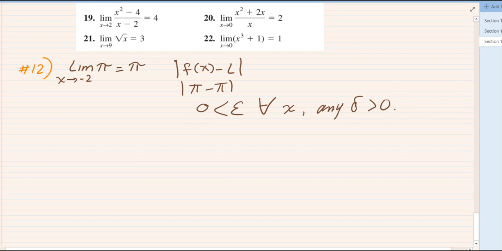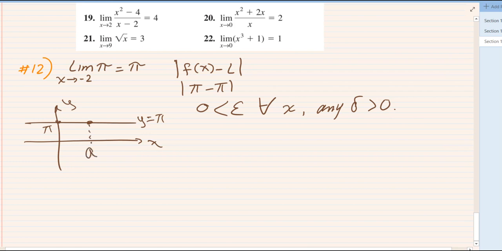So in other words, if I say I want to be within 0.5 of pi, well, remember this is a constant function. Here is y equals pi, that's 3.14, and here's x. No matter where you are in here, you're always on the line. So it doesn't matter how close you get to any delta, you will always be at pi, because there is no tolerance here, because it's a constant function. So any positive value of delta would work.